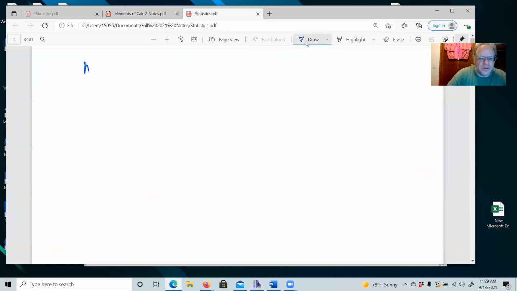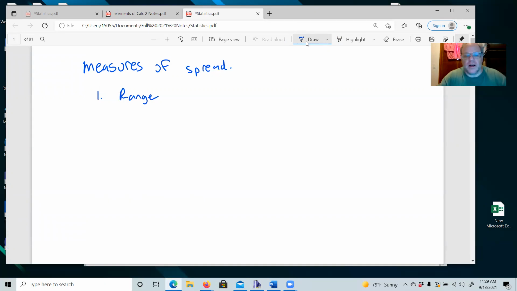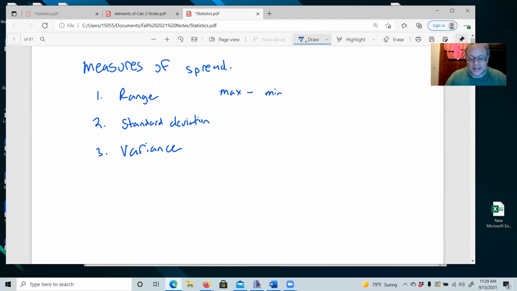Right, so here we go. Okay, we have range. We have standard deviation. Okay, and then variance. Okay, now range is just the biggest number minus the smallest number. Okay, so that's pretty straightforward. That's an easy one to deal with.